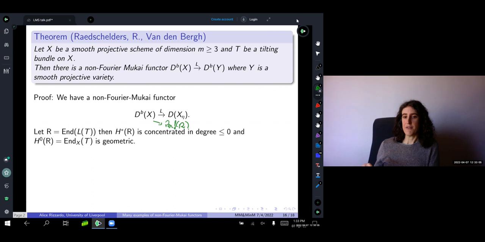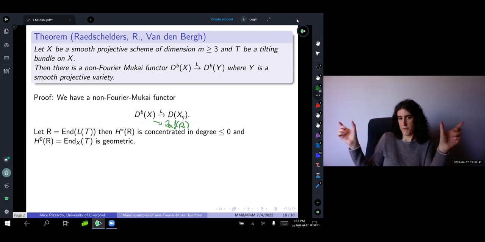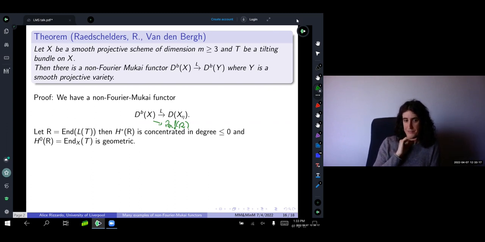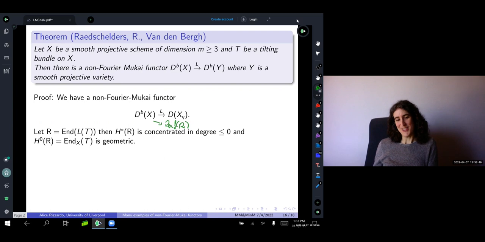Now, if you take H star of R, this is concentrated in degree less or equal to zero. Remember, because there's just two types of morphisms, concentrated in degree zero and degree two minus n. And if you take H0 of R, this is just the endomorphisms of T. This is one of the nice properties of L, that H0 of the endomorphisms of L of T is just the endomorphisms of T. So in particular, this is the endomorphisms of a tilting bundle, certainly geometric.